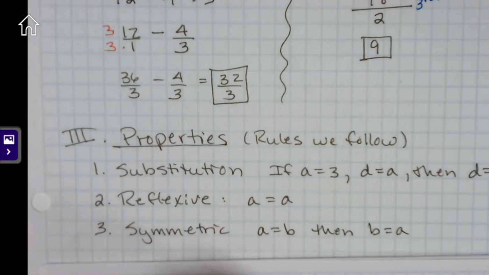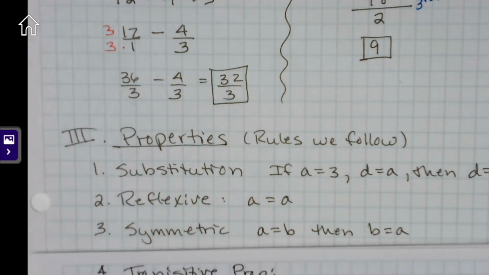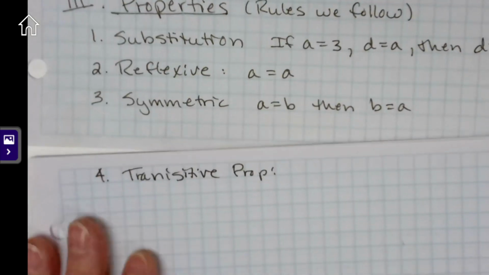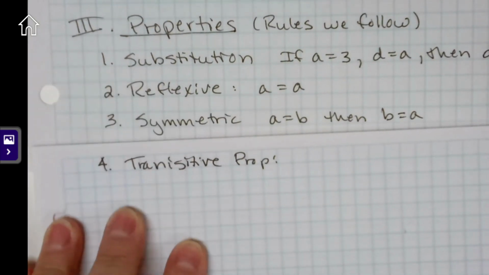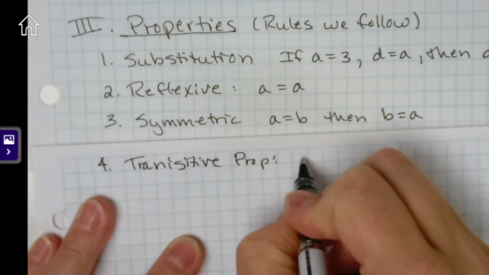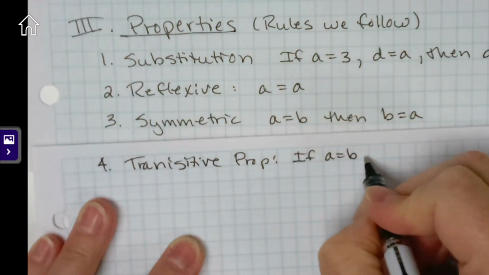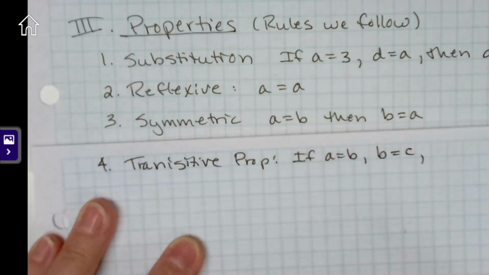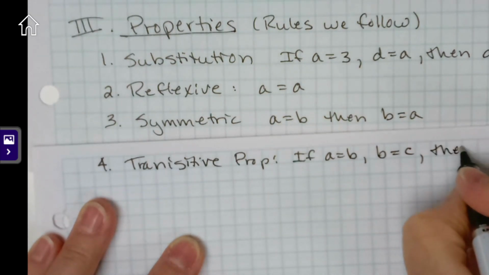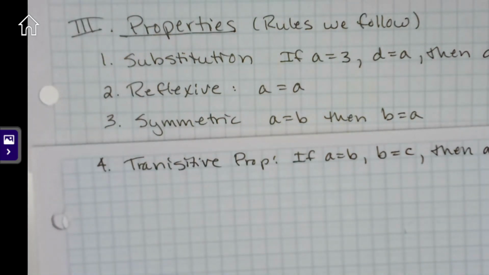Okay, number 4. Transitive. This is one of the hardest ones to recognize. Transitive property. Transitive property has 3 pieces to it. And transitive says if A equals B and B equals C, then A equals C. The first one and the last one must be equal to each other.